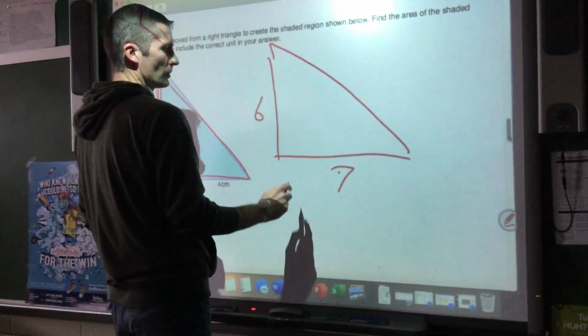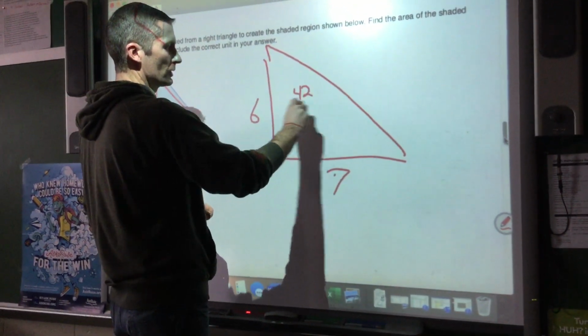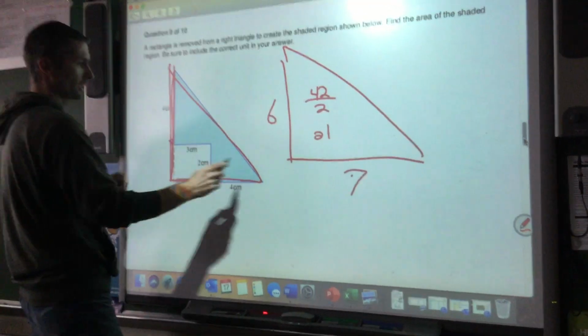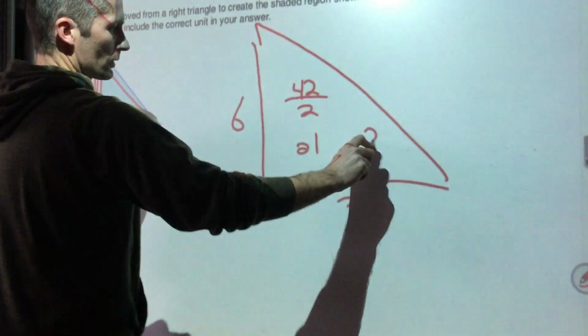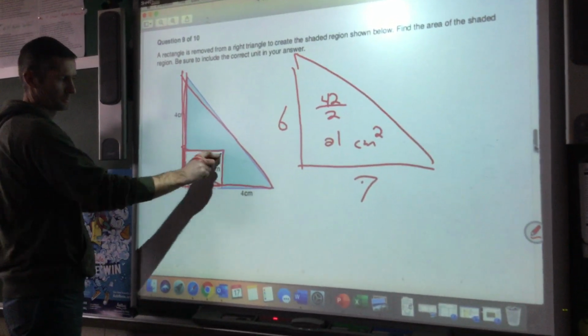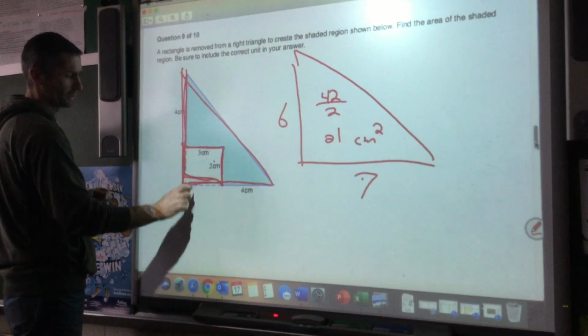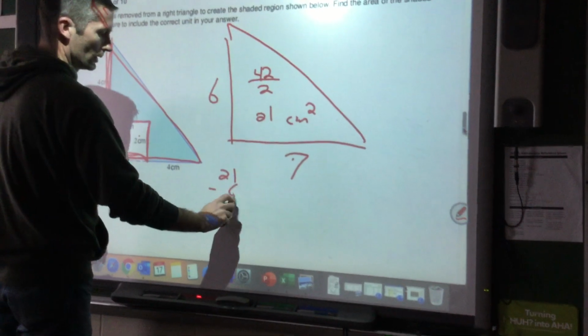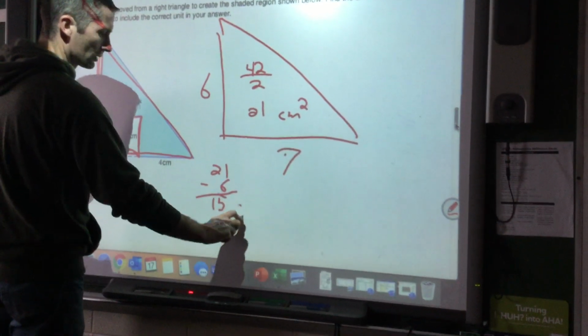So 6 times 7 is 42, but then 42 divided by 2, because it's half, is 21. So the big triangle would have been 21 square centimeters. But now we got to take out this little chunk. This little chunk is 3 times 2, 6. So it's 21 minus 6, which is 15 square centimeters.